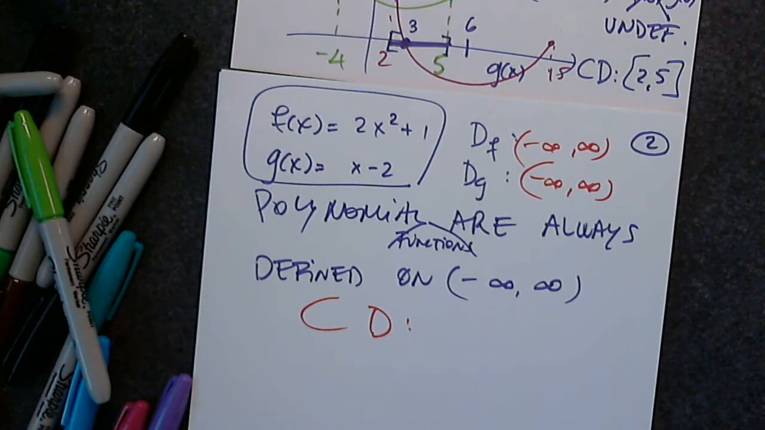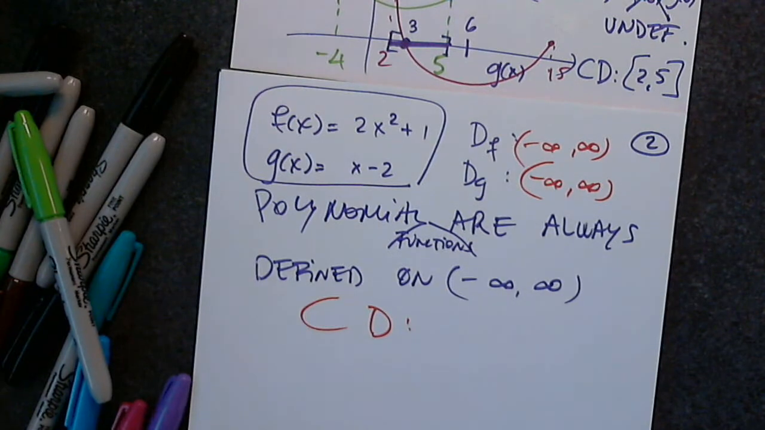So one function is defined on all real numbers, the other function is defined on all real numbers, then the common domain must be, of course, all real numbers. They have everything in common. They both exist at the same time. So for any x value, both exist. Excellent.